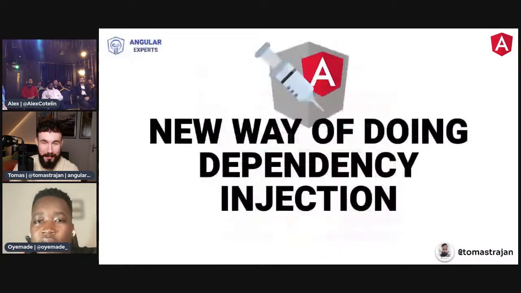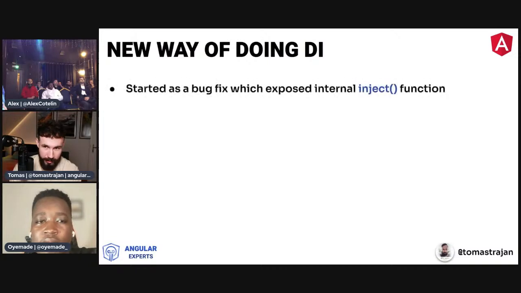So let's speak a little bit about that. In Angular version 14, we have a new way of doing Angular dependency injection. It actually started as a bug fix which exposed the internal inject function, which has been there for quite some long time from what I've understood. It was always there, but it was not exported, so we could not use it. And now it was exported, so we can import it and start using it.